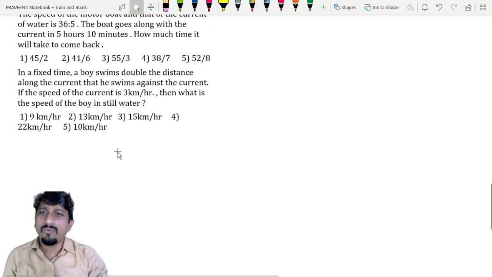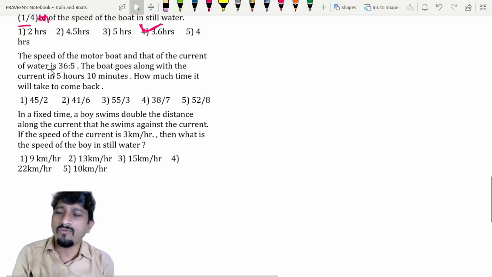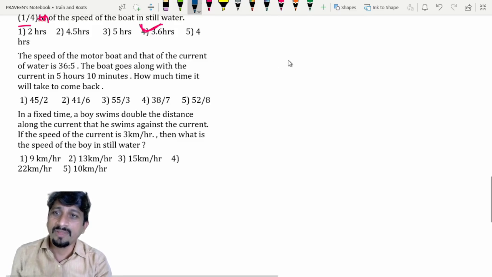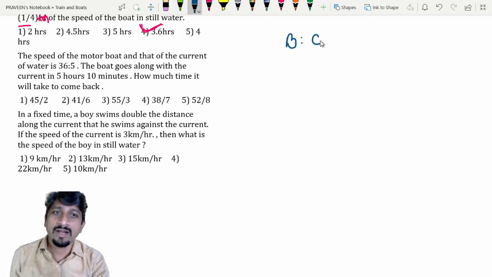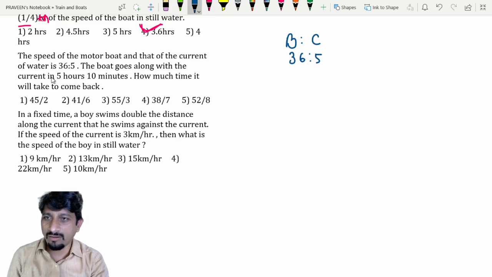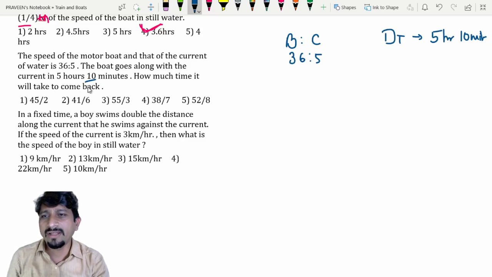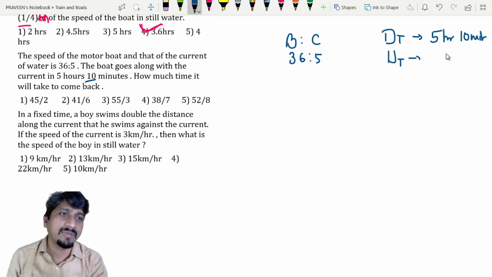The speed of the motor boat and that of the current of water is 36:5. Immediately what should strike in your mind? Let us see the question, but still, boat speed to current speed is given as 36:5. The boat goes along the current, means downstream. Time given is 5 hours 10 minutes. How much time will it take to come back?